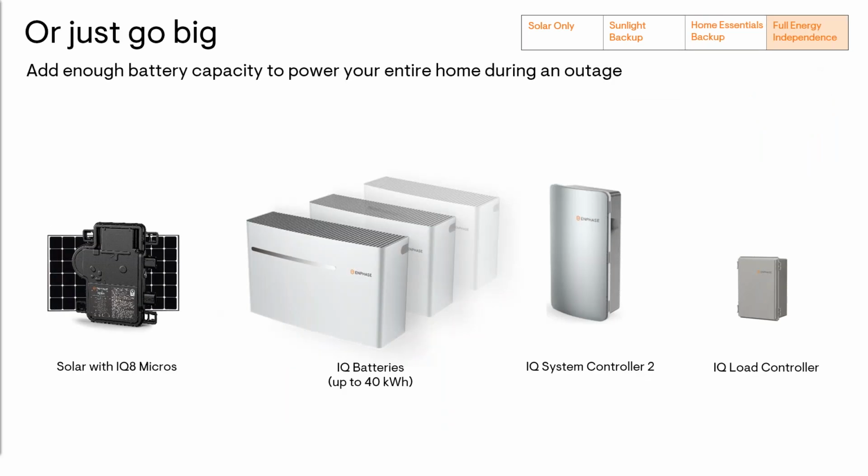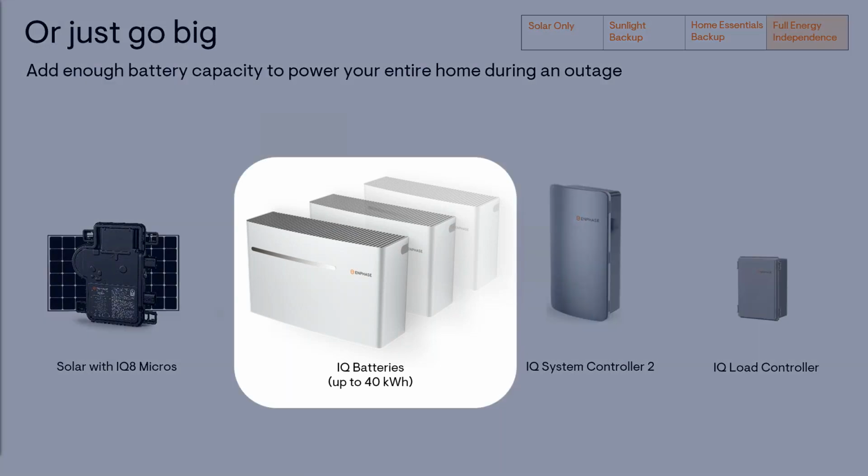Our last configuration is full energy independence. So if reliable and robust backup power for the entire home is needed, then this is the configuration to select. The solar and battery system will be sized to meet 100% of a home's electricity needs with up to 4 IQ battery 10s for a total of 40 kilowatt hours of energy capacity.